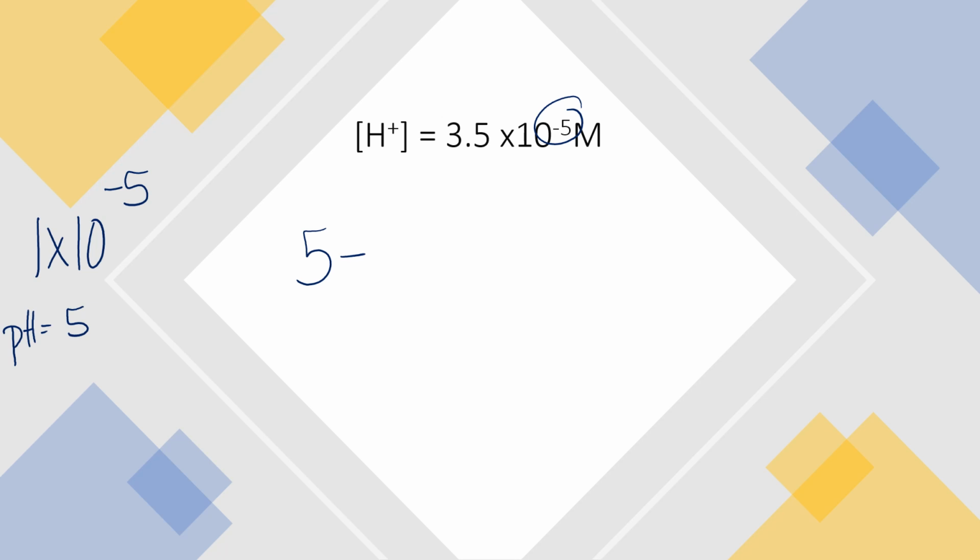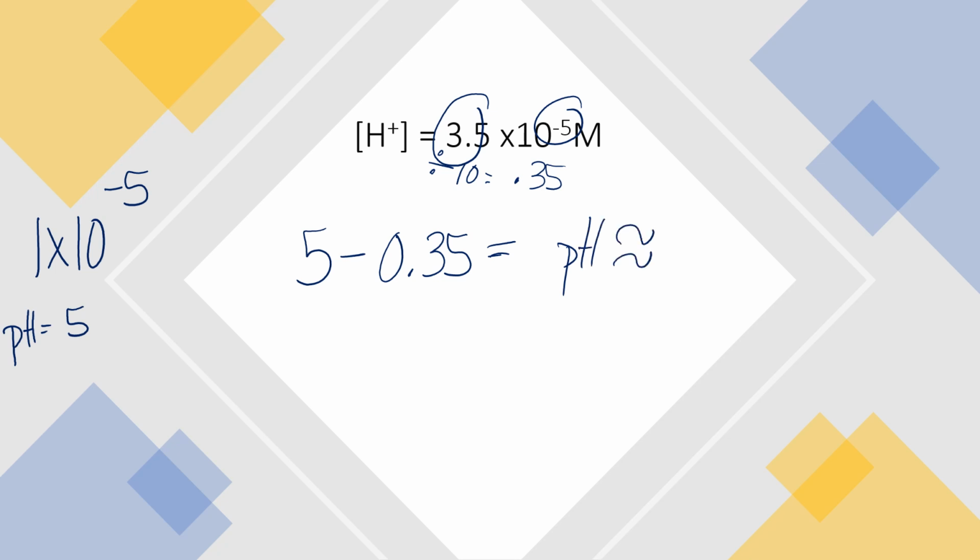Then we're going to take this little part right here and turn it into a decimal. The way we do that is divide by 10, so that's 0.35. Then we take that 5 and subtract the 0.35 that we just turned into a decimal, and we get a pH of approximately 4.65. And it really truly is as simple as that.